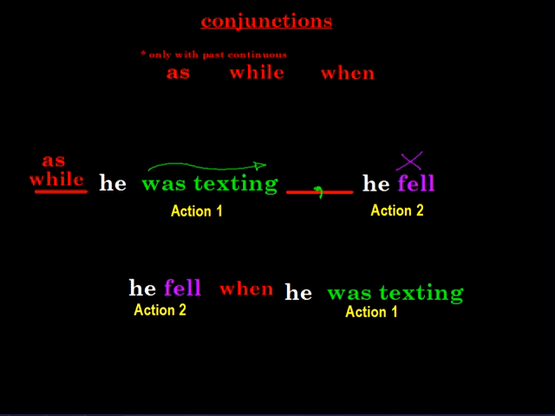Now, let's look at my other conjunctions, right? So let's get rid of when. Now, as and while. Where can I put as and while in the second sentence? Well, if we remember, as and while always go with the past continuous. So again, I need to put these with the past continuous. So for example, he fell as he was texting, or he fell while he was texting. Again, they always go with the past continuous.